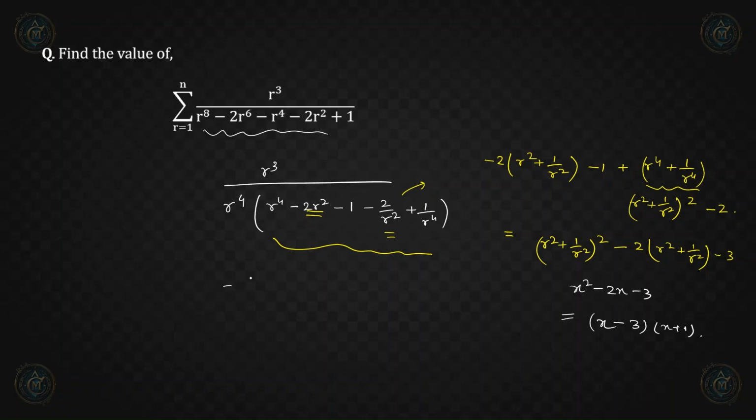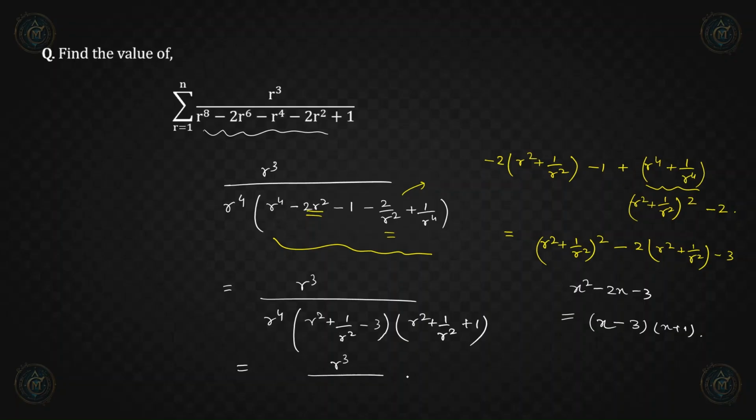So this thing actually simplifies to r cube divided by r to the power 4 as it is. And then we have x minus 3. That means x is r square plus 1 by r square. So r square plus 1 by r square minus 3. Okay. And then we have r square plus 1 by r square plus 1. Okay. And then we have to simplify this denominator. If we simplify this, this will become r cube divided by r to the power 4 minus 3r square plus 1 times r to the power 4 plus r square plus 1. Okay, like this. So this is the factorization process of the denominator.